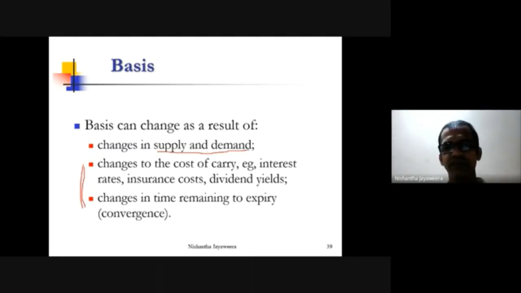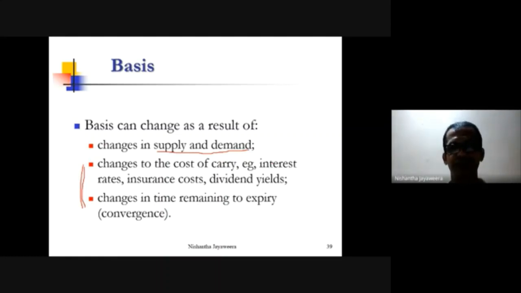So these are obvious: cost of carrying, interest rates, insurance costs, dividend yields, all these matter. If interest rate changes, futures price changes, because your opportunity cost changes whenever interest rate changes. If the insurance cost increases or decreases, your cost will increase or decrease accordingly. If dividend yield or whatever the benefit changes, futures price changes, so therefore basis changes.